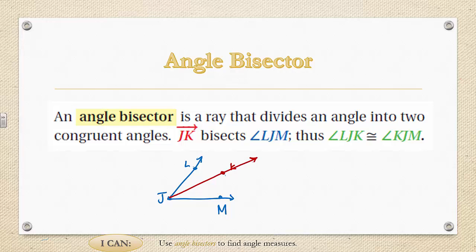And if we say that it bisects this angle, then we have made two angles right here that are congruent. LJK has to be equal to KJM. So when you say something bisects, that means that you get two angles that are exactly the same size. It's kind of like finding the midpoint, but in angle format. I can use angle bisectors to find angle measures.